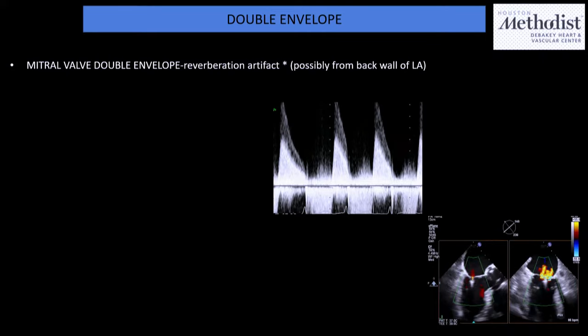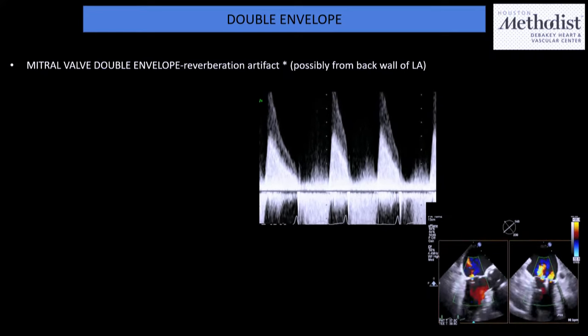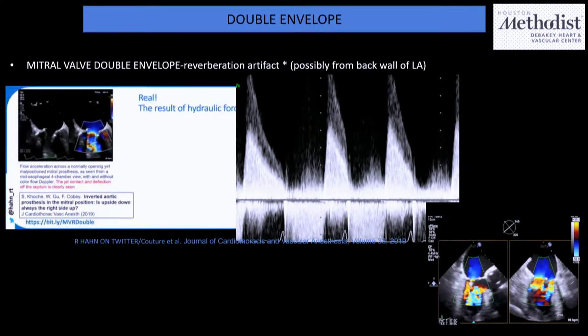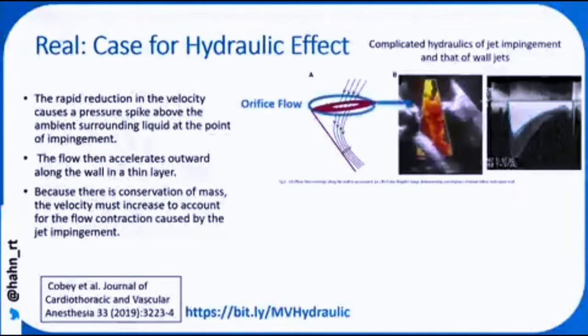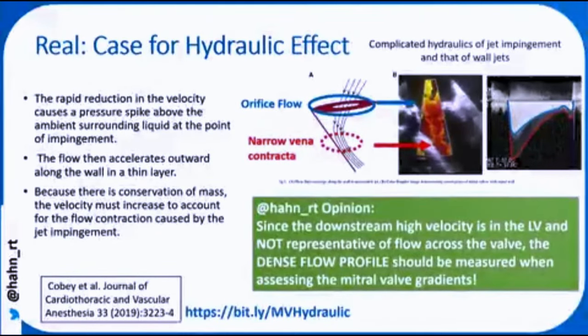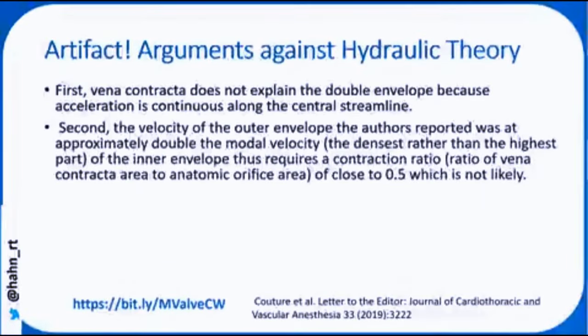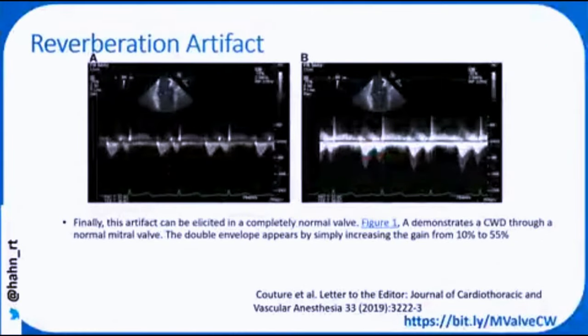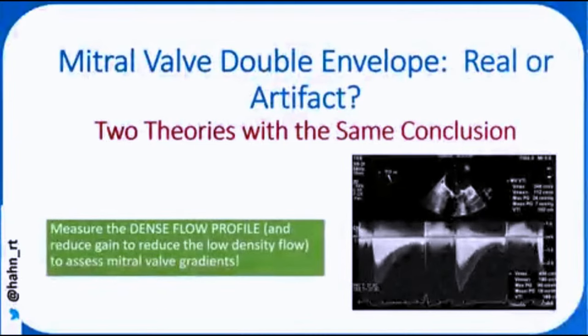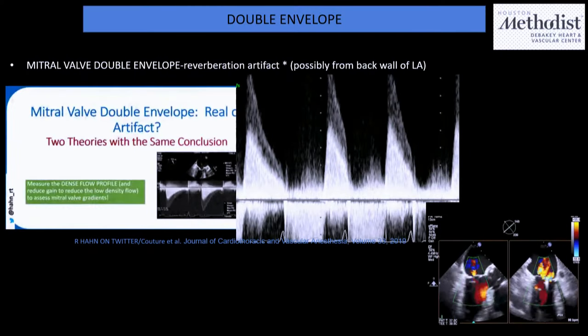What is this one? There are cases when we did TEEs and we see those double reflection artifacts, or mitral valve double envelope, right? So it's actually a clear case of artifact. I know there was a Twitter war about whether it's really an artifact or the hydraulic forces causing it. But they proved it by doing a case where they saw the double envelope and decreased the gains, and the artifact was gone. So it's very important to know this, because which one do we really measure? That changes clinical management. The denser inner shadow is the one we actually have to measure.